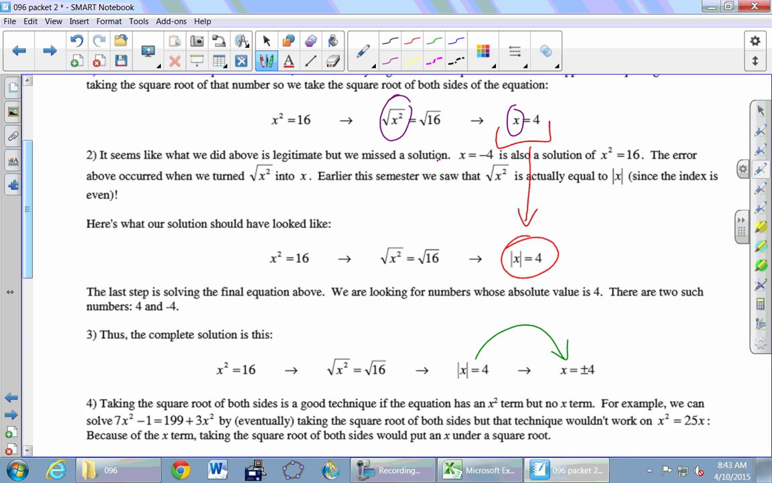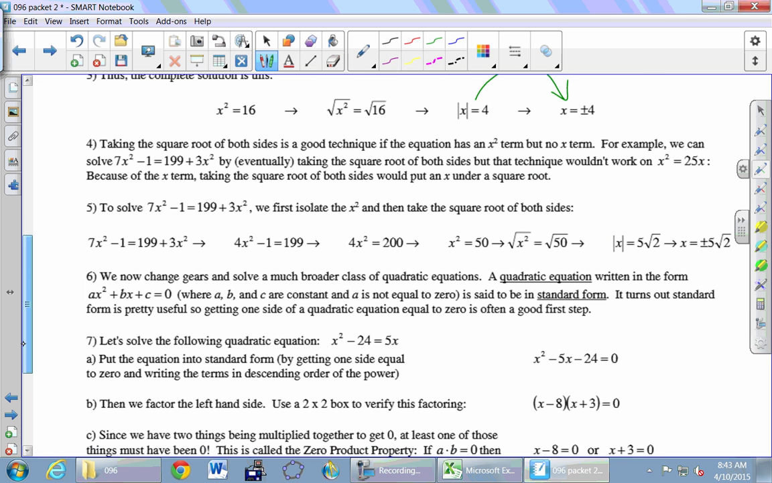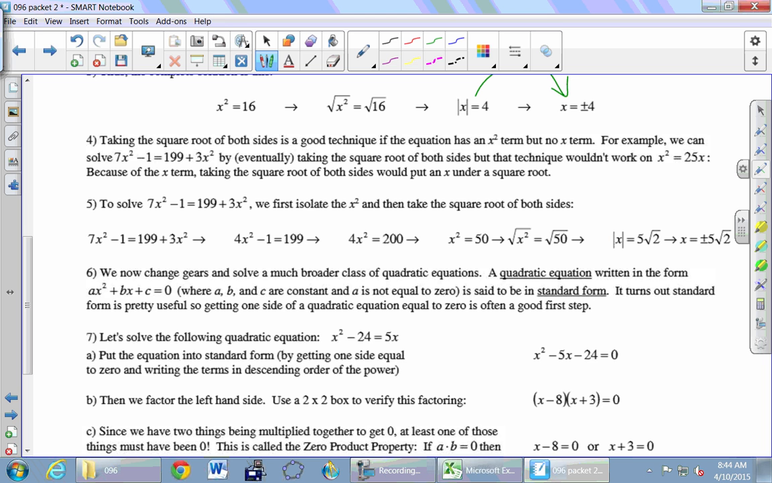All right, let's move on to number 4, and we'll go to Marcy. Taking the square root of both sides is a good technique. 7x squared minus 1. I eventually take the square root of both sides. That technique would work on x squared.